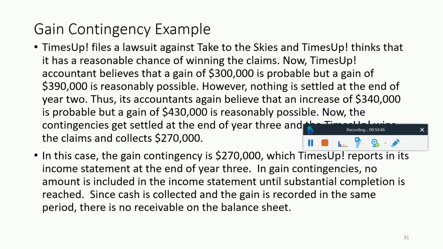Now, let's take a minute then to go over a gain contingency example. I'm going to give you a minute to read through the example, and then I will provide some additional commentary.